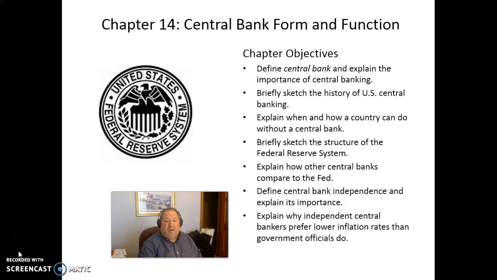Our focus this week in Chapter 14 is the central bank. And of course, in the U.S., we know the central bank to be the Federal Reserve Bank. But we'll also take a look at central banks in other countries.